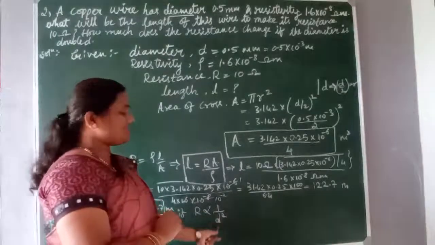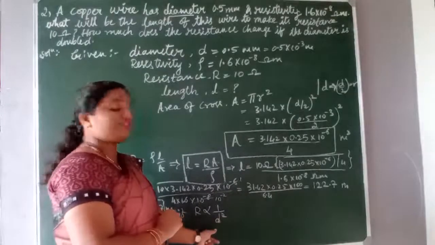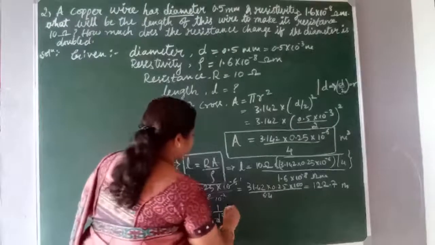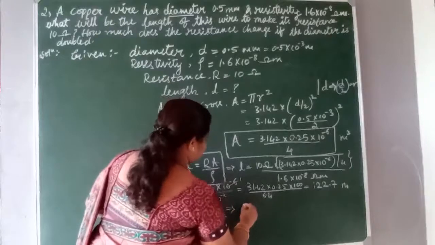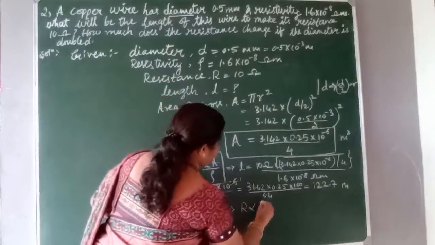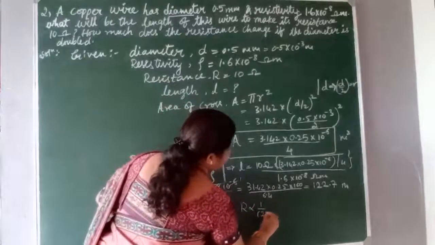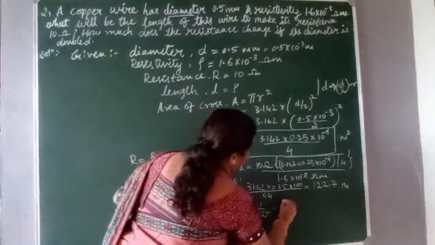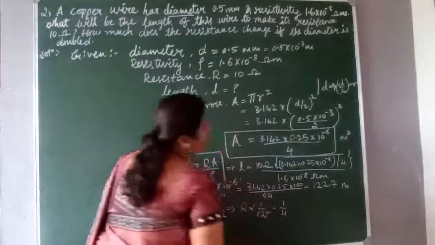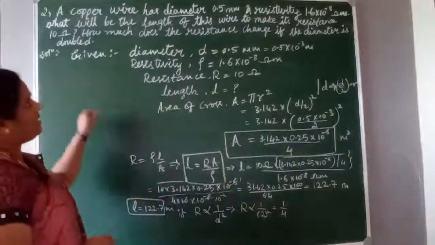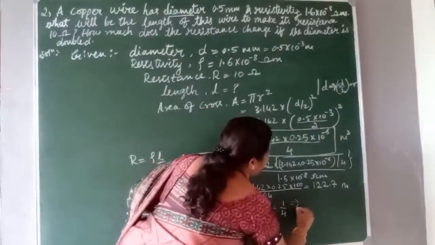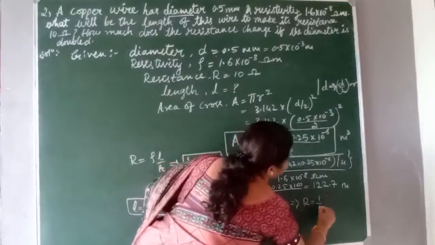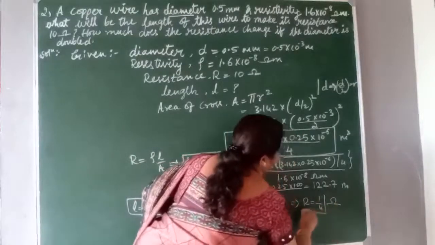So R is inversely proportional to the square of the diameter. Now what does it tell us, children? If D becomes twice, R is inversely proportional to how much? It is nothing but equal to 1 by 4th times. So if the diameter is doubled, the resistance will reduce to 1 by 4th time.